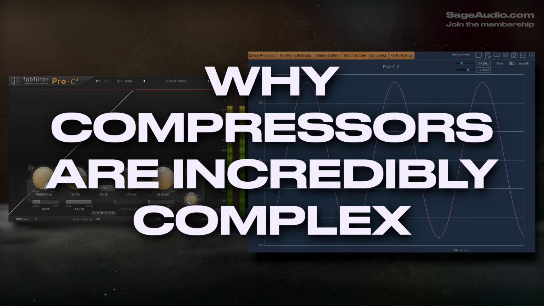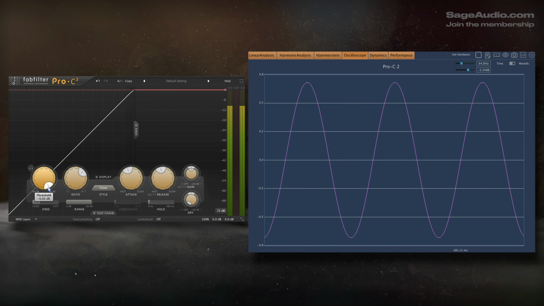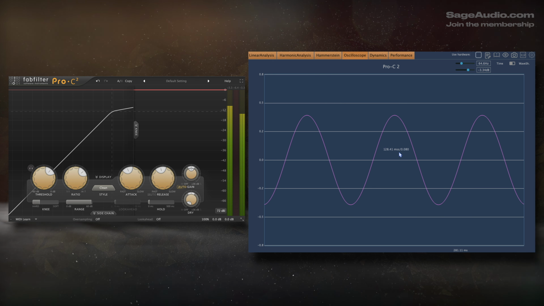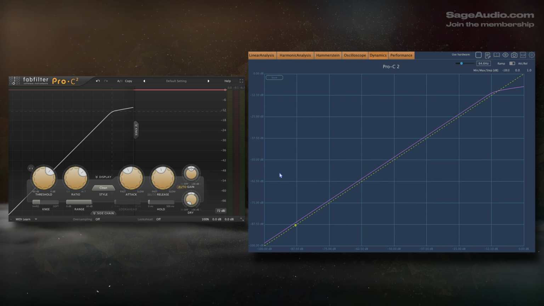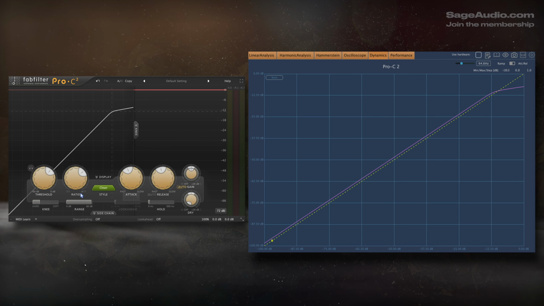Starting off, let's talk about why compressors are incredibly complex. Compressors are best known for attenuating peaks. By doing so, we increase headroom. Subsequently, we can amplify the compressed signal without causing unwanted distortion from clipping. This post-compression amplification increases the level of quieter details that were previously masked by louder signals. So that's a simplified version of why we compress and what a compressor does.